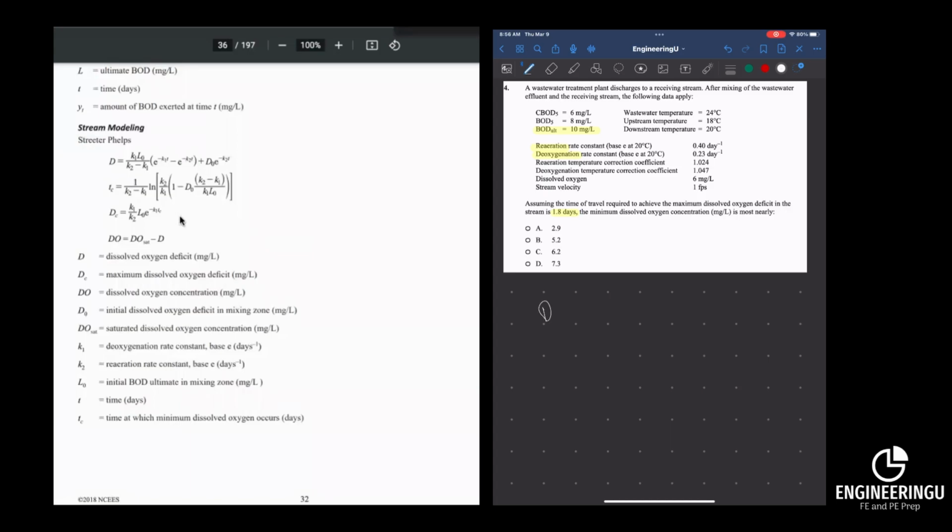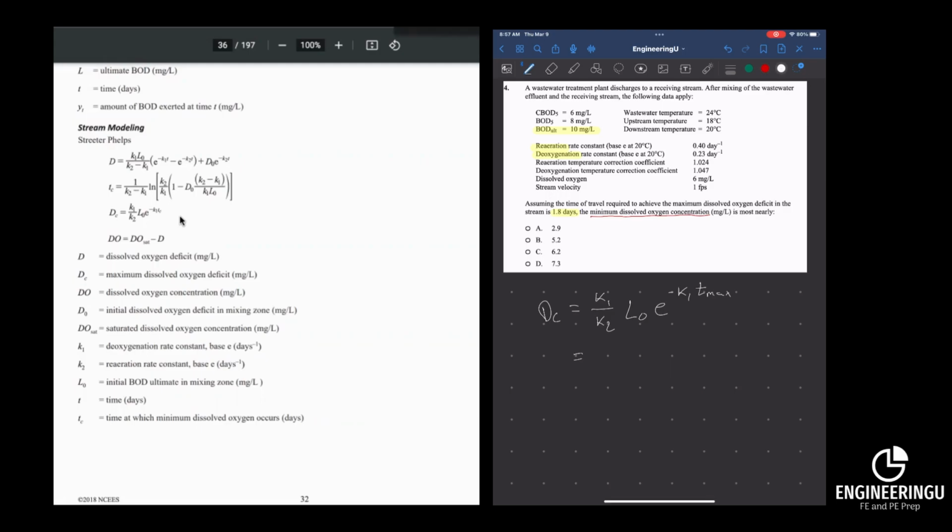Let's write this out. DC equals K1 over K2 times LO times e to the negative K1 T max. Okay, so with this, we're solving for the maximum dissolved oxygen deficit here. And let's make sure to remember at the end that we are actually looking for the minimum dissolved oxygen concentration.